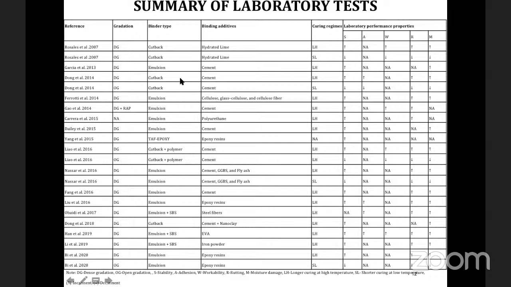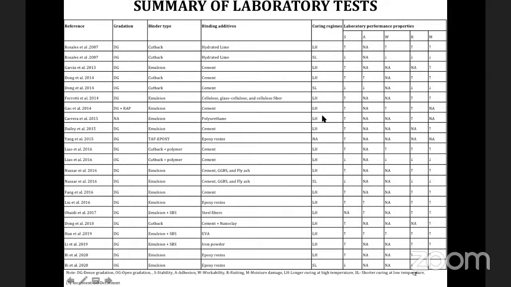Next we will consider the binder type. In binder type, cutback or emulsion, if we add binding agents, then there will be an increment. If we don't have the binding agent, there will be a decrement in the laboratory performance.